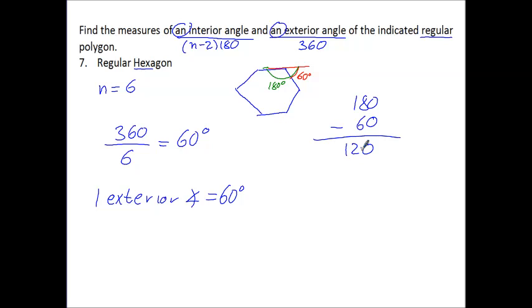So that was the fastest way to figure out that one interior angle measures 120 degrees.